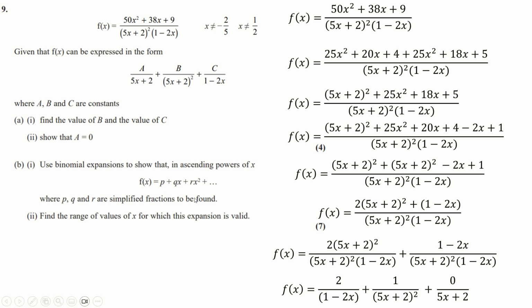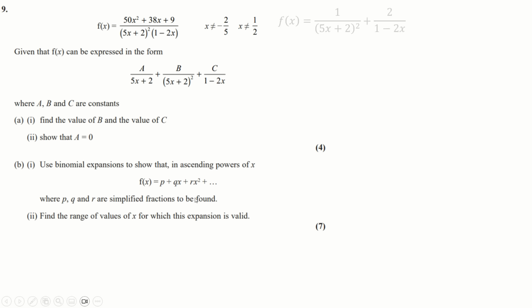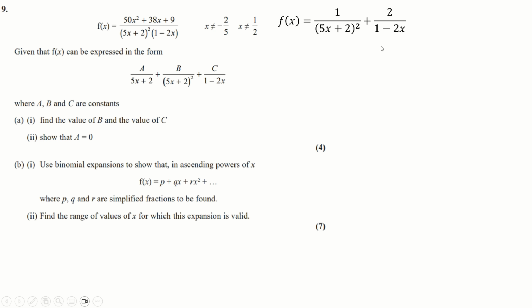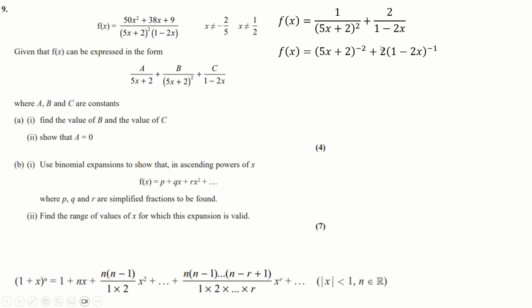Use binomial expansion to show this in powers. I can't be bothered to do this because this has now been sent to the examiner, so that's good. This is going to be done in the normal way. You just use this formula, which we actually used earlier, remember? You can factorize out the 2 from here, of course, to make this a 1, because it needs to be.